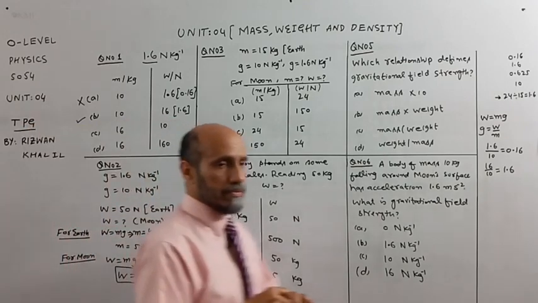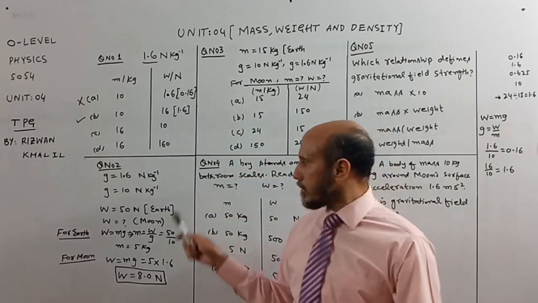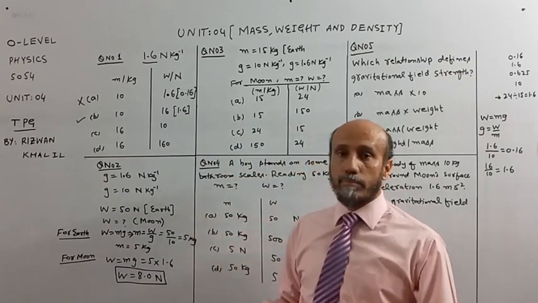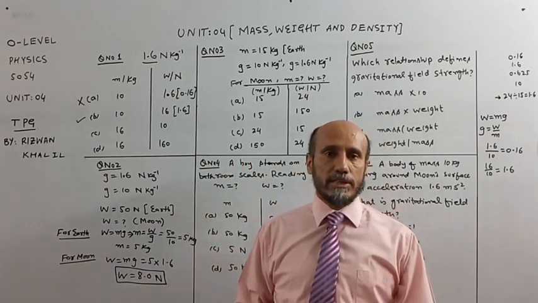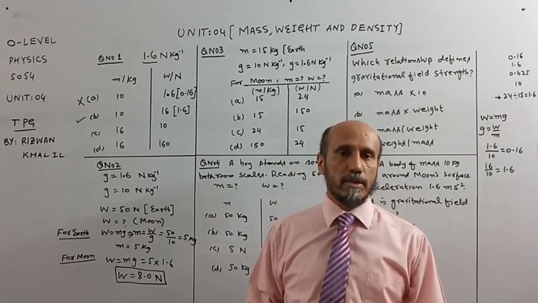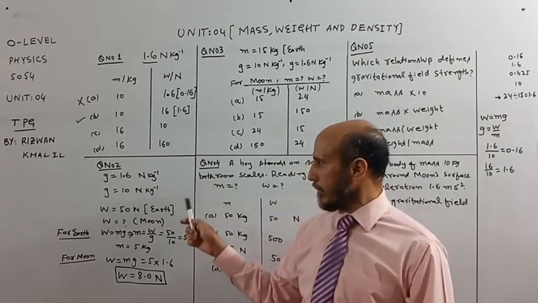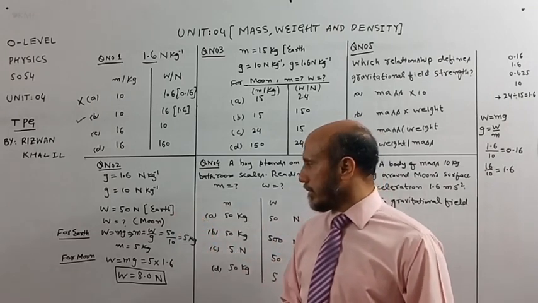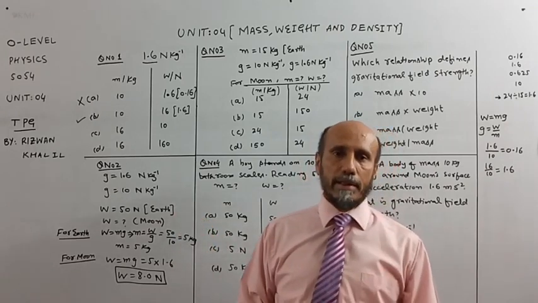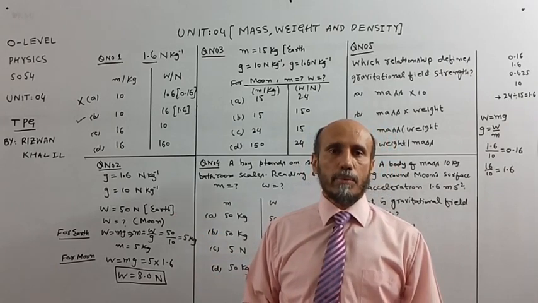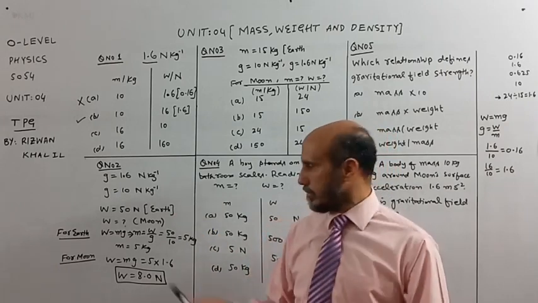So this was a very interesting MCQ. In this MCQ, both values of gravitational field strength on the surface of Earth as well as on the surface of Moon were given. Weight was given on the surface of Earth and what was required? Weight on the surface of Moon.